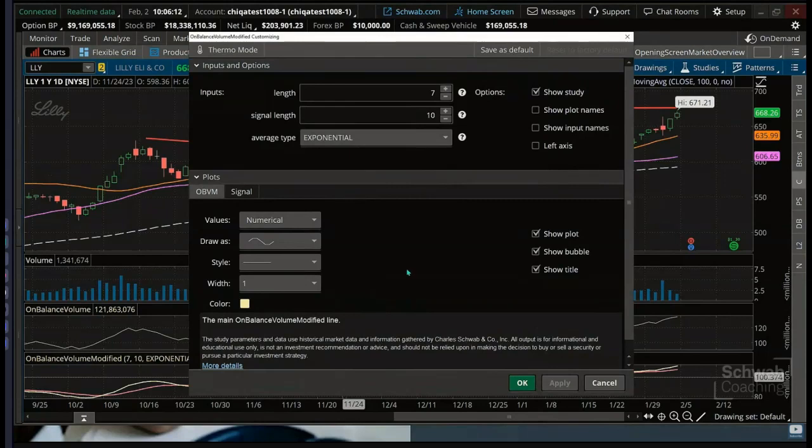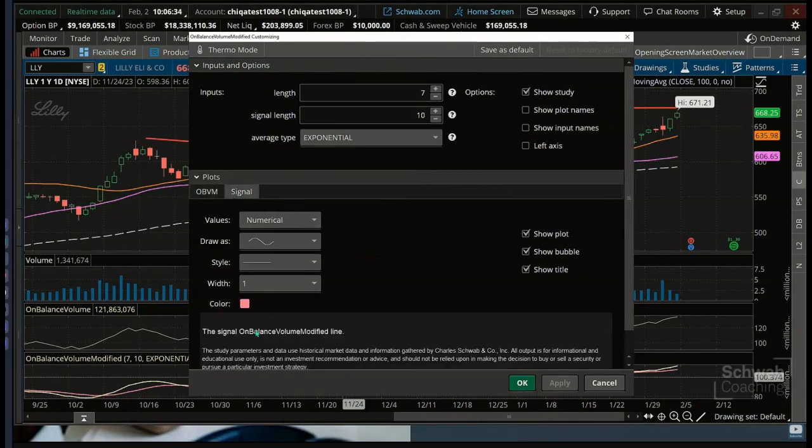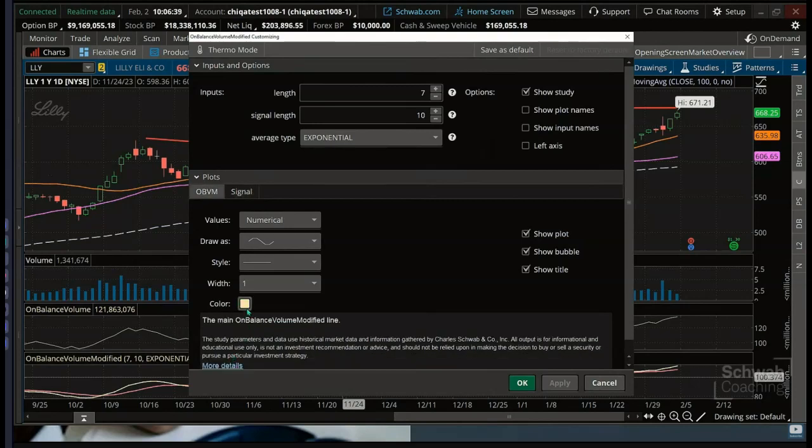All right. So it has two inputs. How far back are you looking for the last 7 days of unbalanced volume? And then the signal length, that is the second line. Just like a MACD has a signal line, this has a signal line as well. Okay, so the signal line here is the orange line, and the unbalanced volume line is the yellow line.